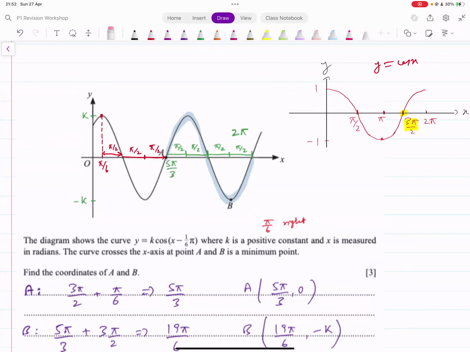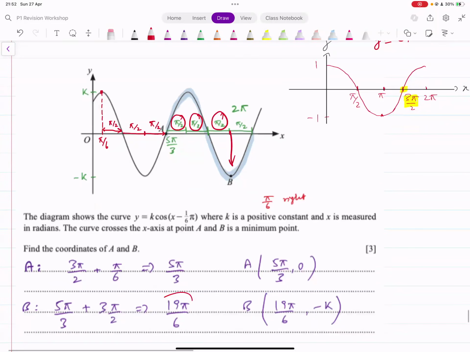What about the minimum point B? You do the same thing here. You know the point A now. Let's go to the right. It's pi over 2 more here, another pi over 2 here, another pi over 2 here, and that's the point B. So 3 pi over 2 more added to that. That gives you 19 pi over 6.